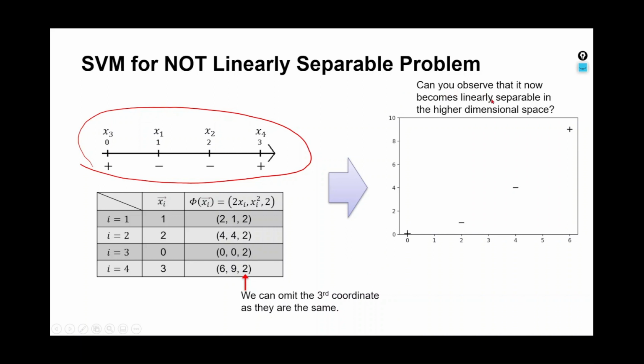So can you observe that it now becomes linearly separable in the higher dimensional space? Previously we could not draw a line to separate these two classes. Now roughly I can observe that my hyperplane should be somewhere over here, or maybe over here, or maybe over here. I don't know yet, but clearly I know this can be separated based on my observation. But which line to choose?